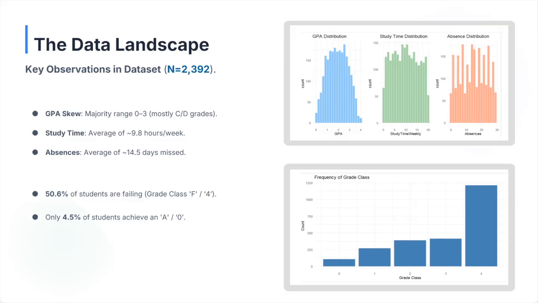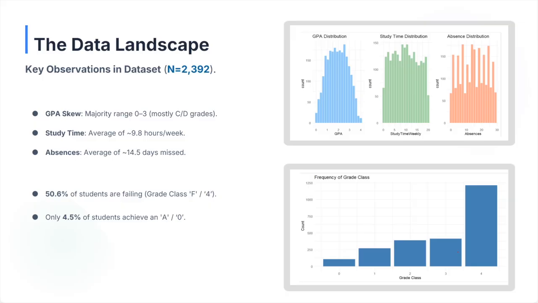Next, we move on to the study time distribution. In the second graph, we see the distribution of the weekly study time. The average is 9.8 hours per week, but the distribution has a wide spread, showing that students' study habits vary. Interestingly enough, the mode for this is much higher, around 20 hours, which suggests that while the average student studies less than 10 hours, there is a large subgroup of students who study significantly more.